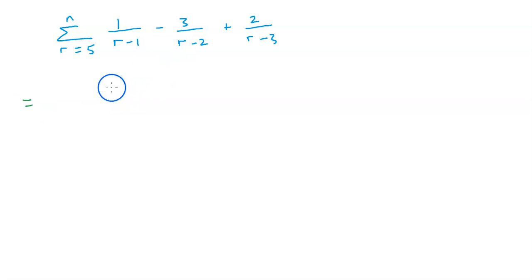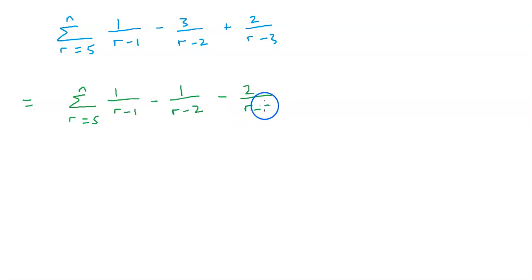We can split it up and then use our distributive rule. So the sum from r equals 5 to n. So we want 1 divided by r minus 1, and then I guess minus 1 divided by r minus 2, and then minus 2 divided by r minus 2 plus 2 divided by r minus 3. It's going to make things easier.